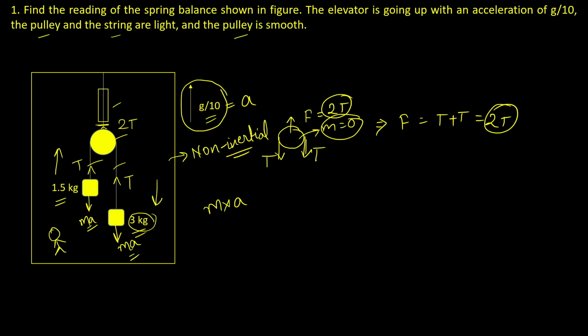The second concept is, you need to choose systems accordingly. When you are dealing with this 3 kg mass, then you have to choose this 3 kg mass as the system. And when you are dealing with the 1.5 kg mass, then you have to choose this 1.5 kg mass as the system. And similarly, we have chosen the pulley as the system here. So you can see over here that the systems are going to be different.